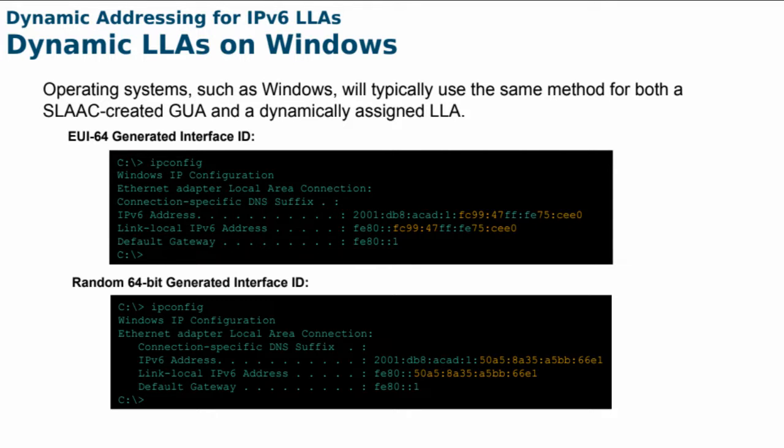I type ipconfig. This is my link local address. You see here, link local address. And this is my... it depends on how many interface cards in this network, all right?